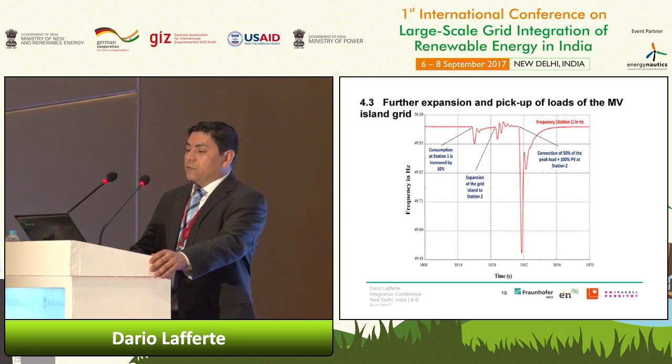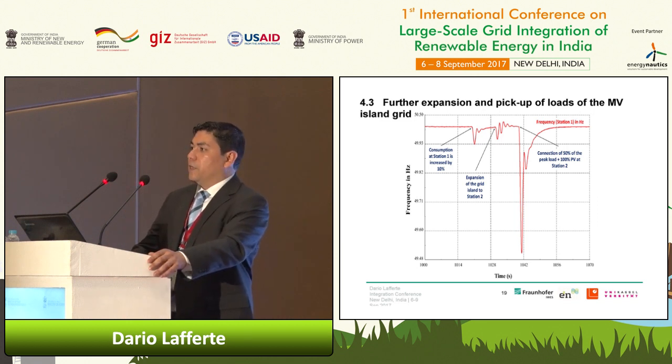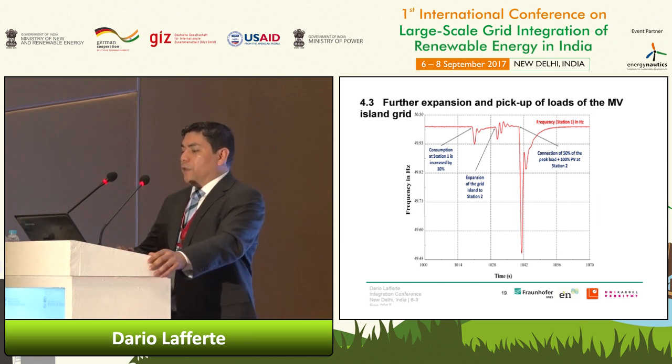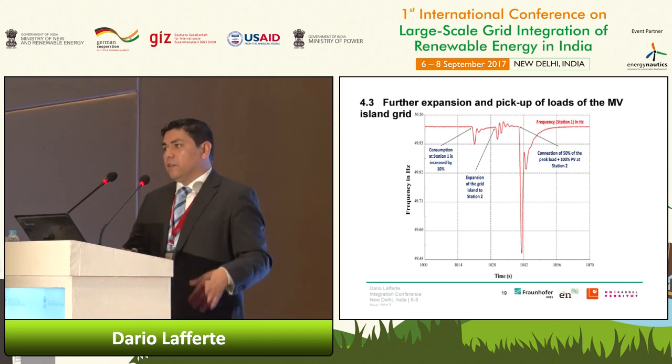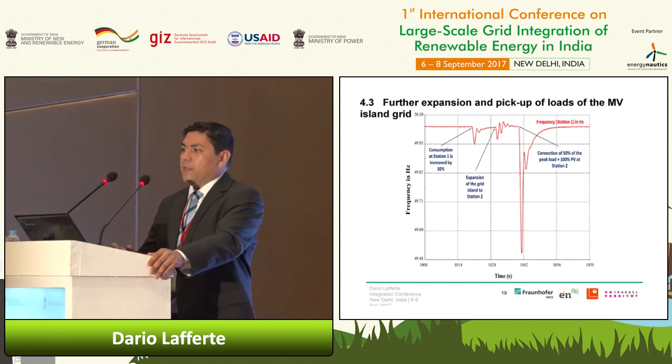We have here the grid frequency at substation 1. The first oscillation shows the increase of the consumption at substation 1. After that, we have the reconnection of the line and transformer, and then we have the reconnection of the feeders at substation 2, reconnecting 50% of the peak load. And we can see the governor system of the biogas power plant with the support of the ESU can stabilize the frequency after a few seconds.